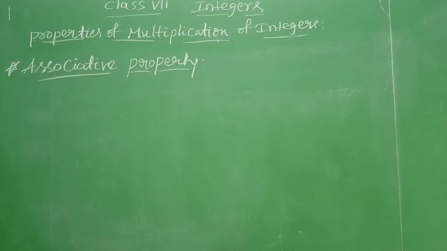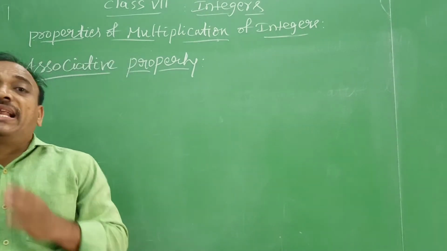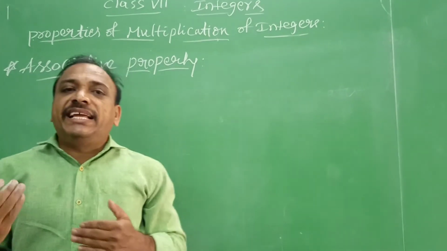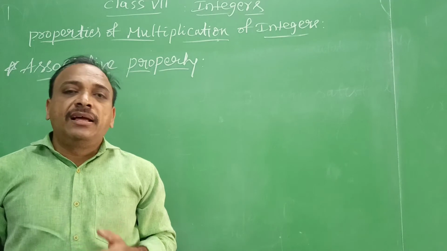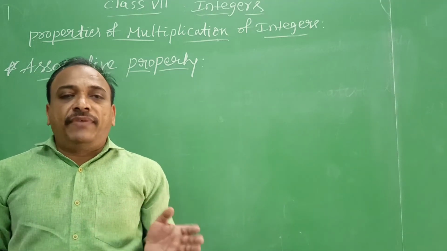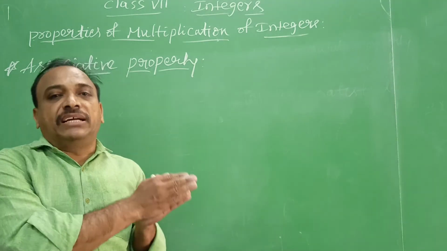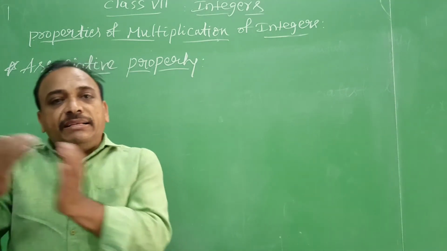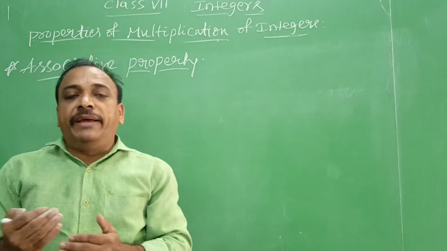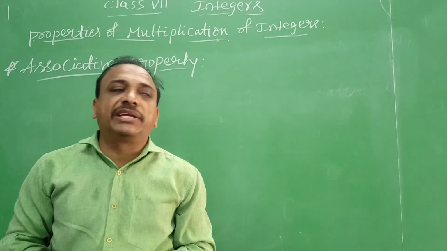Let us see now the associative property. Associative property is by grouping, irrespective of the order. Three integers will be considered here. A, B, C are three integers. Then by grouping, first we multiply two integers, then that product with another number, then changing the brackets the same way. If the result is the same, then we say that it's the associative property.